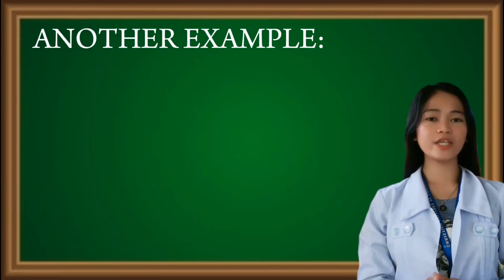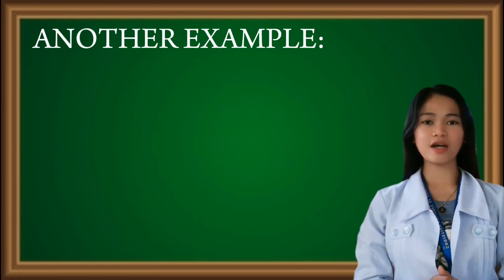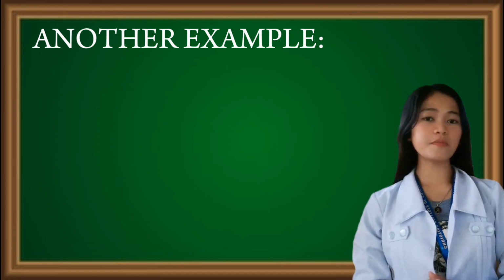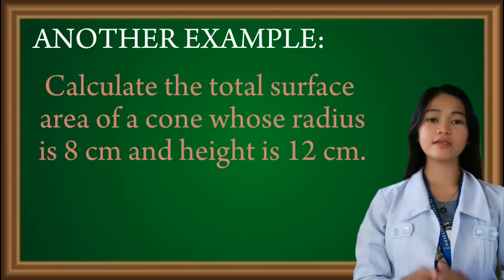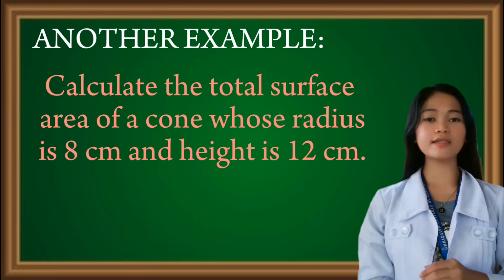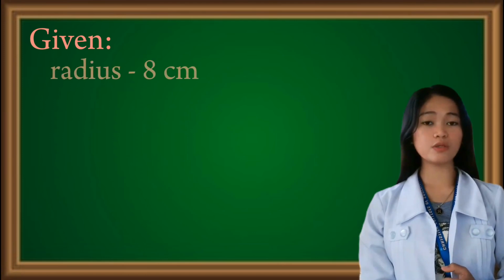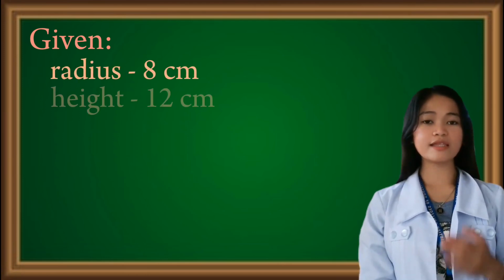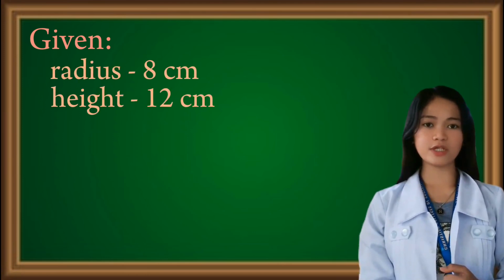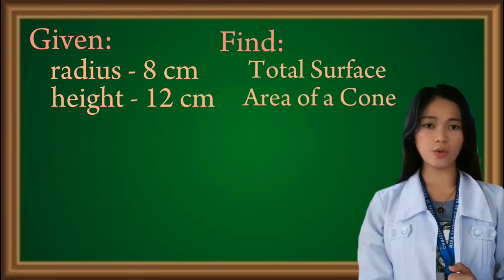And now, I will give you another example in order for us to learn more how to calculate the surface area of a cone. Problem number 2: calculate the total surface area of a cone whose radius is 8 cm and the height is 12 cm. So given in the problem is the radius, which is 8 cm, and the height is 12 cm. And we will find the total surface area of a cone.